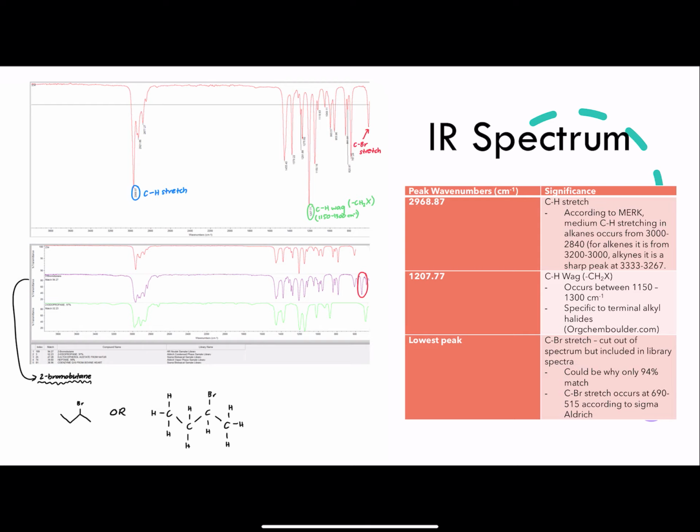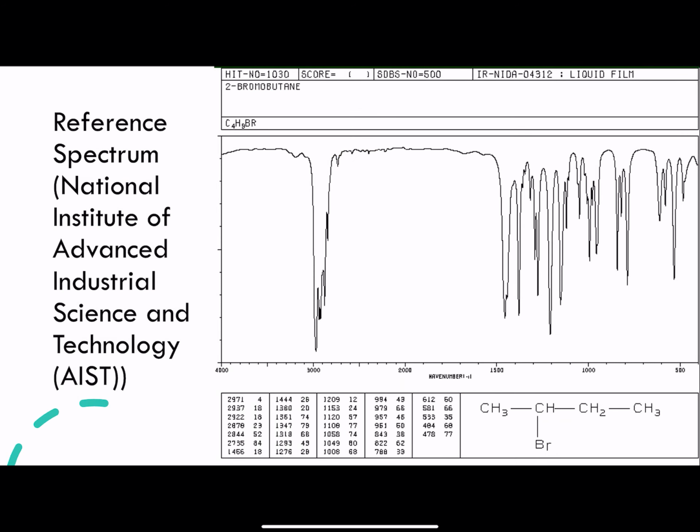This occurs between 1150 and 1300 and is specific to terminal alkyl halides. The final peak is a CBr stretch, cut out of the spectrum but included in the library spectra. This could be why there is only a 94% match to bromobutane. The CBr stretch occurs at 690 to 515 according to Sigma Aldrich. Here we see a reference spectrum for IR, which you can see has the same peaks.